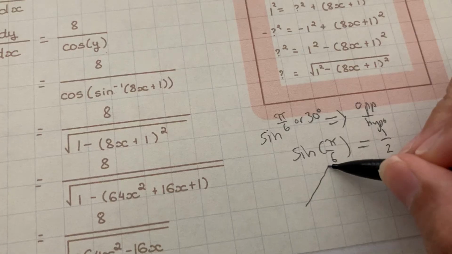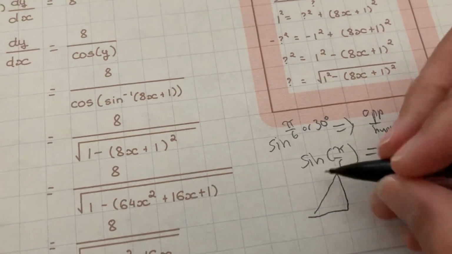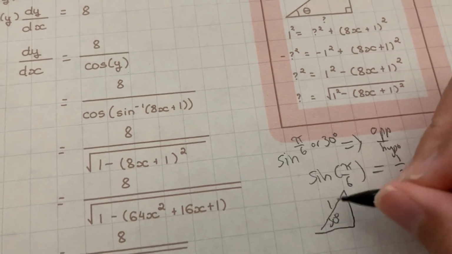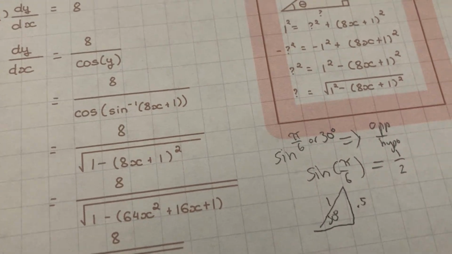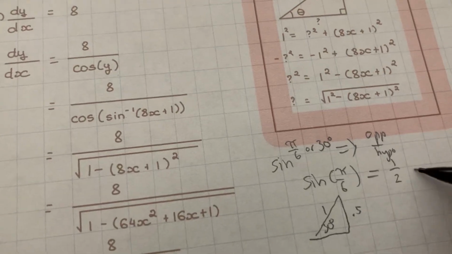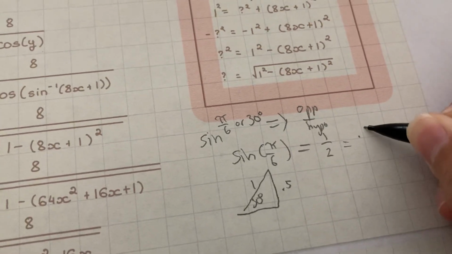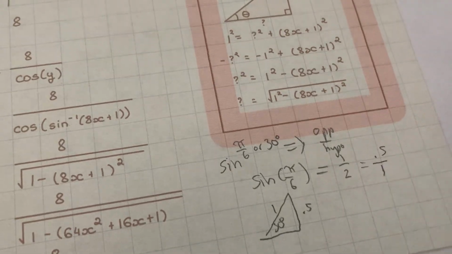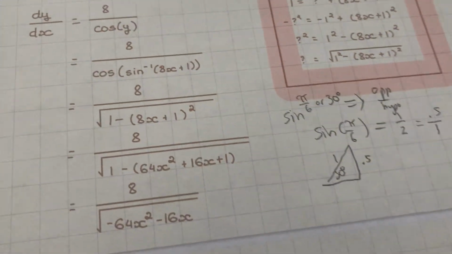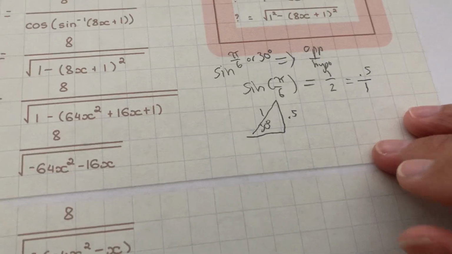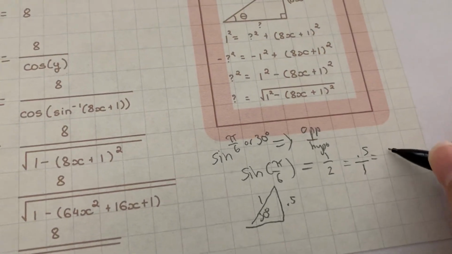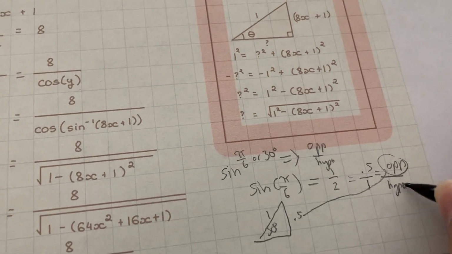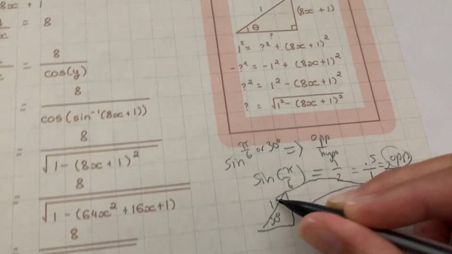Or if you see it in the triangle, this is 30 degrees, and this in the unit circle is 1, and this is 0.5, correct? So this is 0.5 over 1, the same ratio. So you're given a degree and it returns a ratio of the opposite, which is here, and the hypotenuse, which is here.